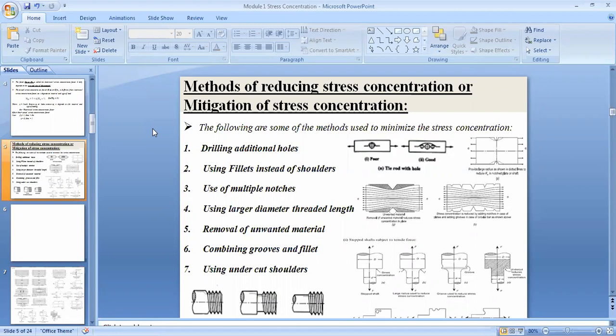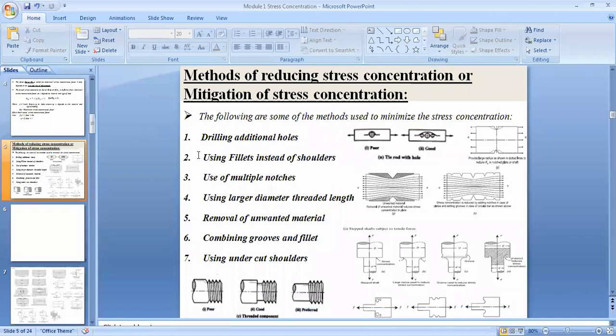The methods of reducing stress concentration, or mitigation of stress concentration. Okay. Now again, all these things are available in your data handbook, in chapter number 4.